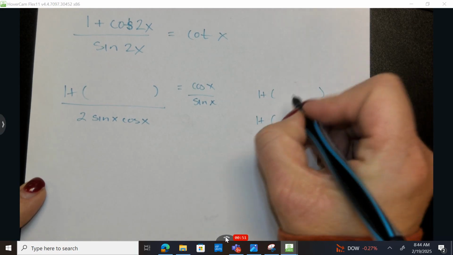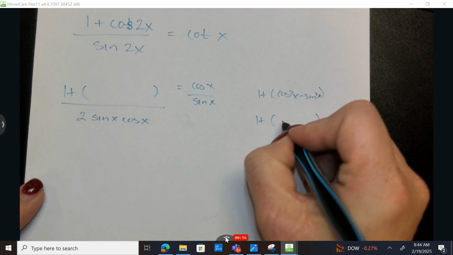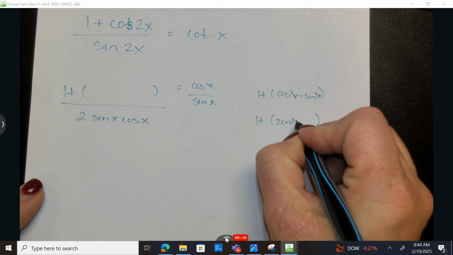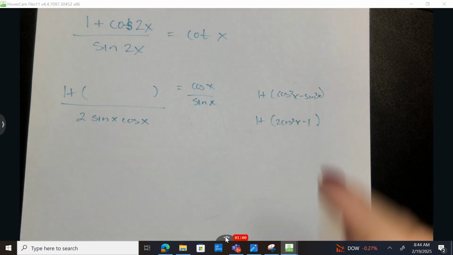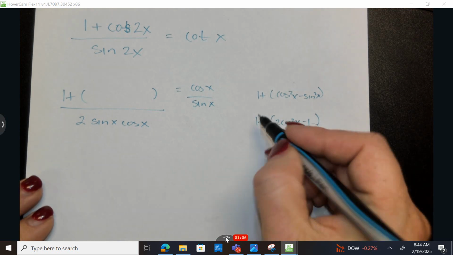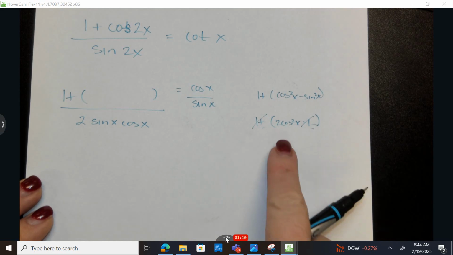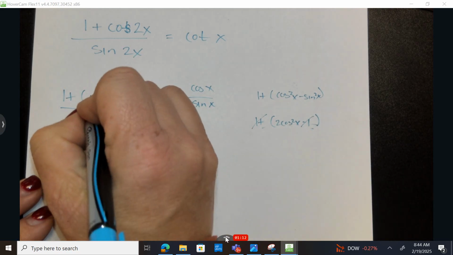So the first option would be cosine squared x minus sine squared x. And the second option would be 2 cosine squared x minus 1. One of these is going to go in the numerator. And so I'm looking and I'm like, hey, you know what? I like the second option. And the reason I like the second option is the ones are additive inverses and they cancel out. And then I'm left with just one item on top.